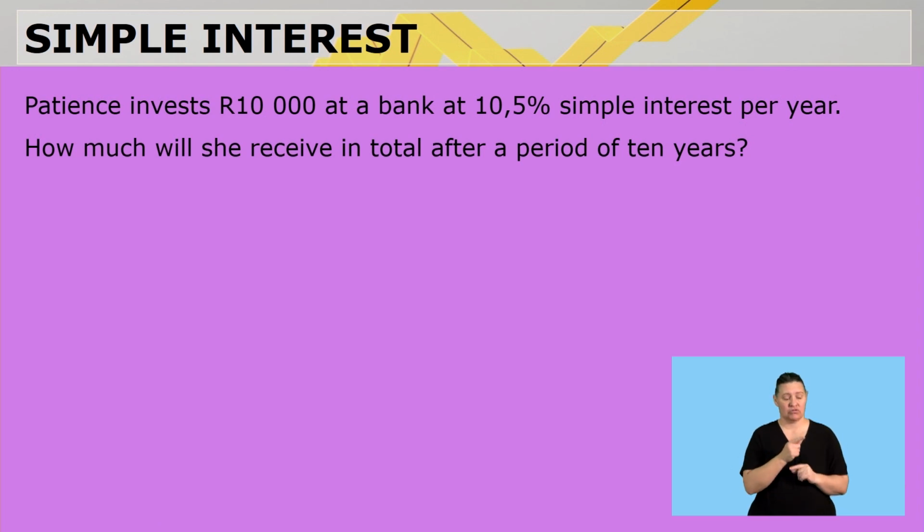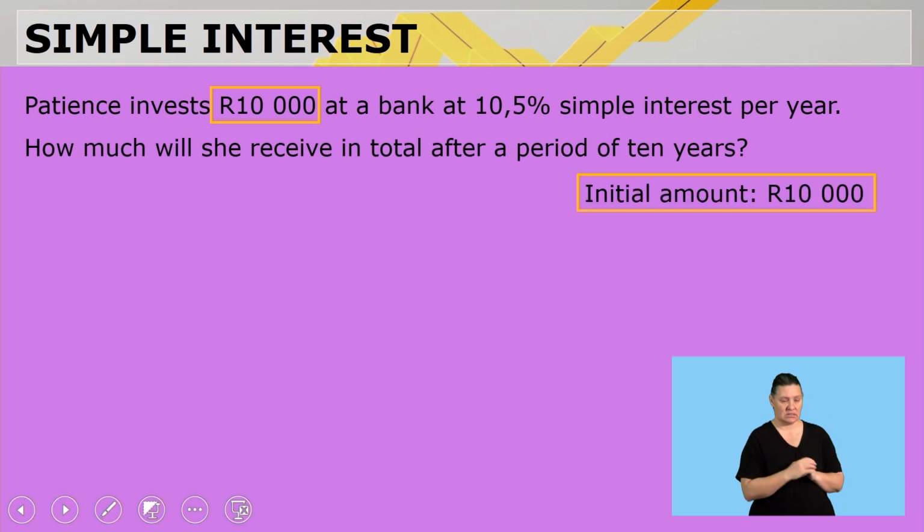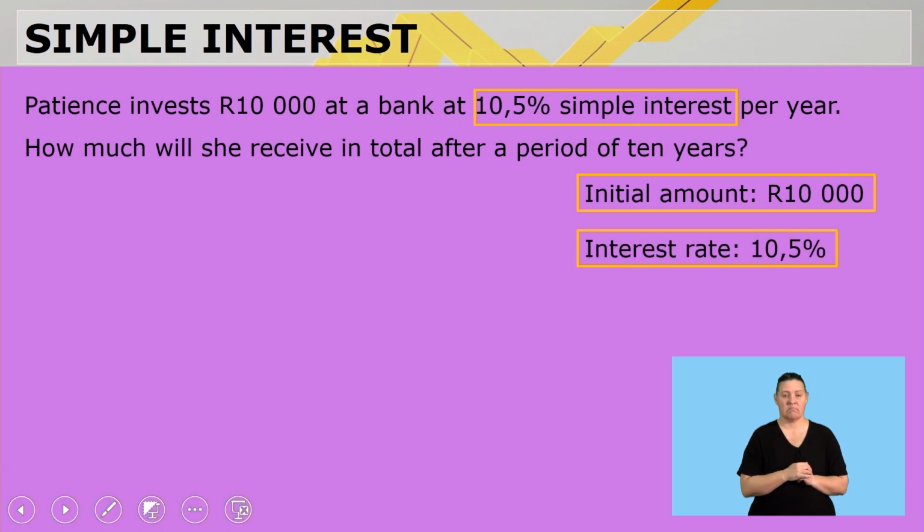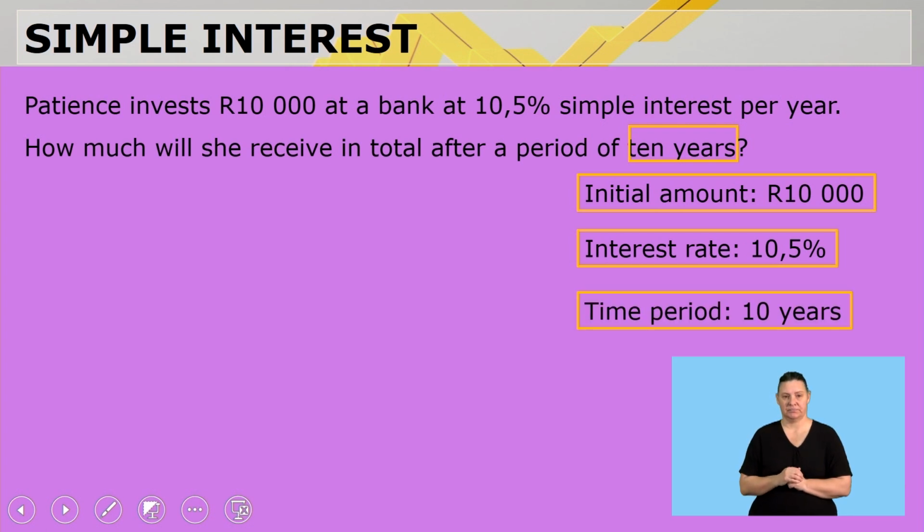Let's look at an example. Patients invest 10,000 Rand at a bank at 10.5% simple interest per year. How much will she receive in total after a period of 10 years? What information did they give us? They said she invests 10,000 Rand, so that is the initial amount. They gave us the 10.5% simple interest, that is our interest rate. And then they gave us a period of 10 years, that is how long she will invest.